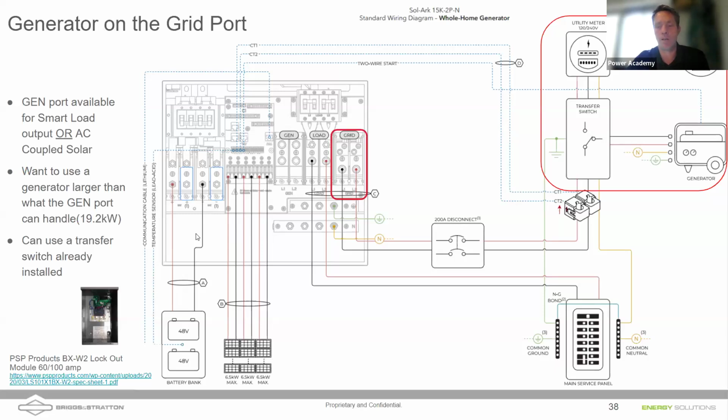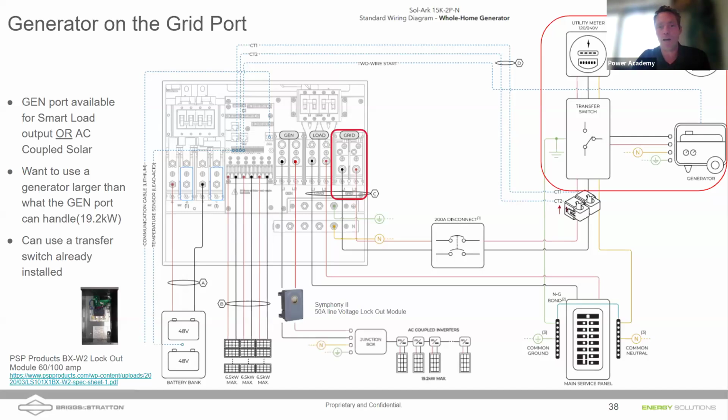So this is a kind of a dual backup system. You've got the generator there in case the solar is not producing enough power for backup, and you've got the solar and batteries there to give you the initial backup.